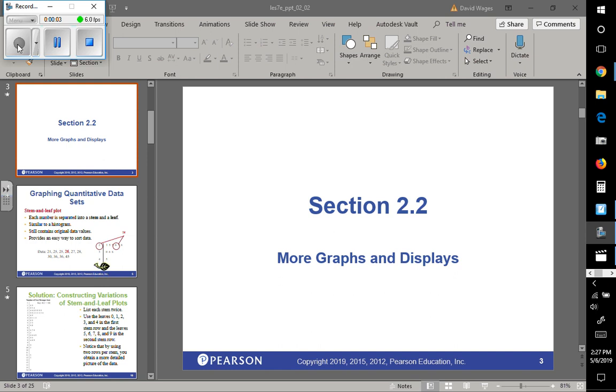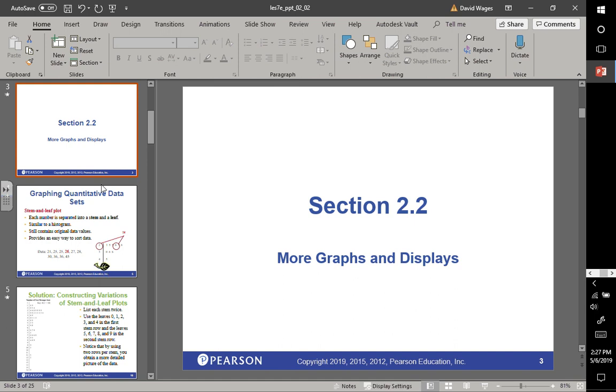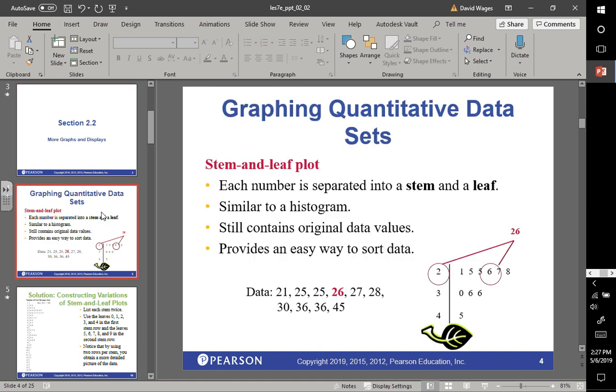As we look into section 2.2, we're going to continue looking at graphs and displays. And the first thing we're going to look at is what is known as a stem and leaf plot. It looks similar to a histogram in the way it organizes data, but let's just look at it by example.